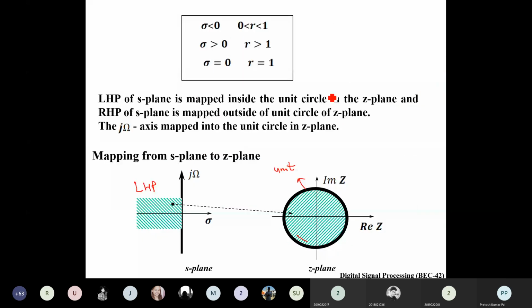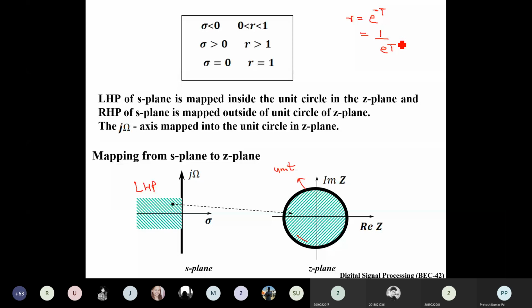r will be equal to e to the power sigma t, and if sigma is negative, suppose we take it as -1, then e to the power -1 t will be equal to 1 by e to the power t. This e to the power t will be some value higher than 1, so 1 upon it will be less than 1, but it will be a positive value. So this r should range from 0 to 1.